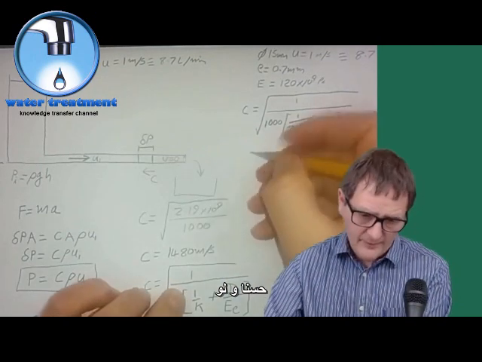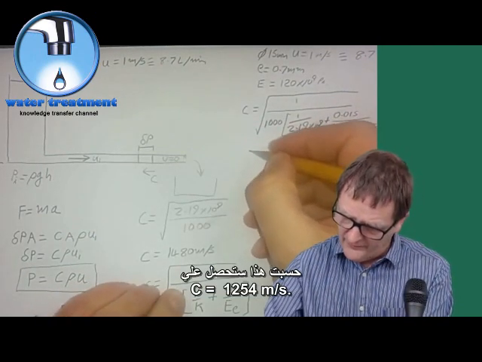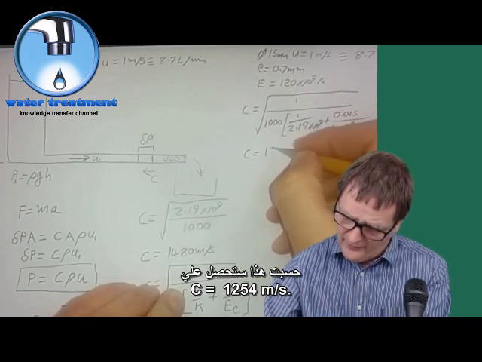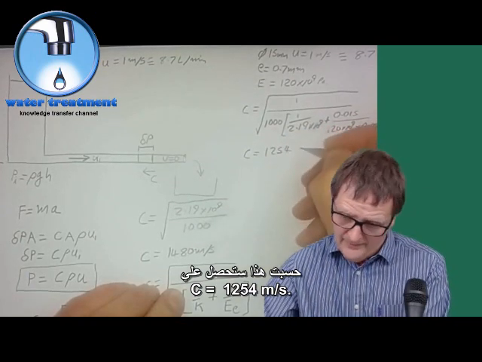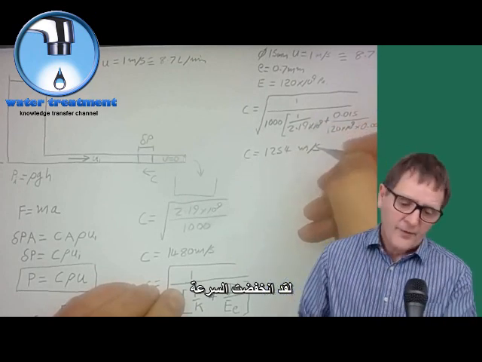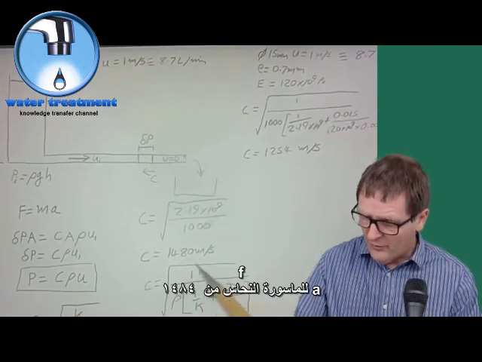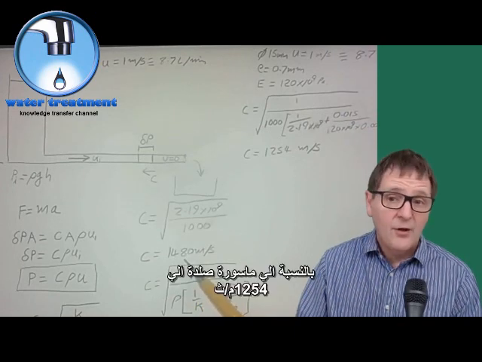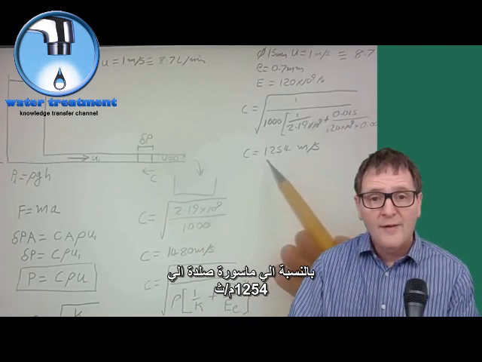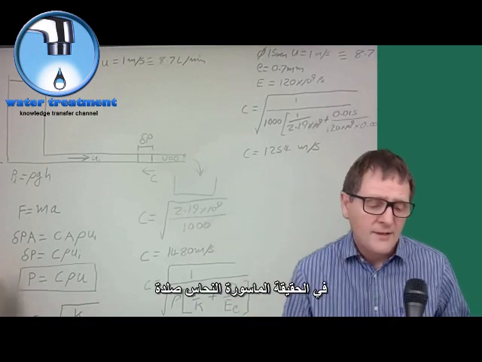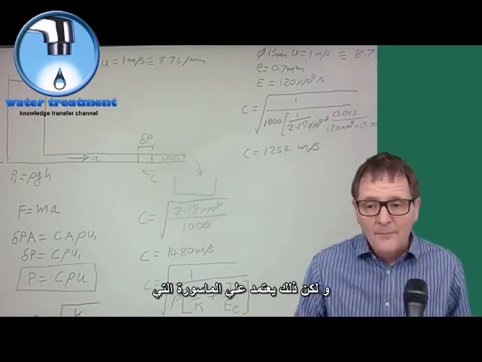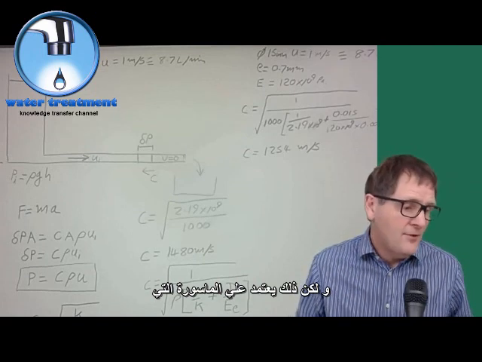Okay, and if you work that out, you get C equals 1,254 meters per second. So the velocity has come down, for a copper pipe, from 1,480 for a perfectly rigid copper pipe down to 1,254 meters per second. Actually, copper pipe is very stiff, but it all depends on the pipe you're choosing.